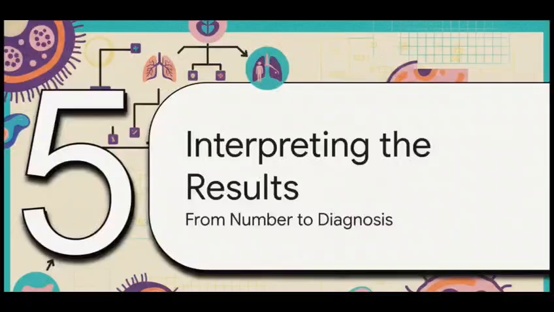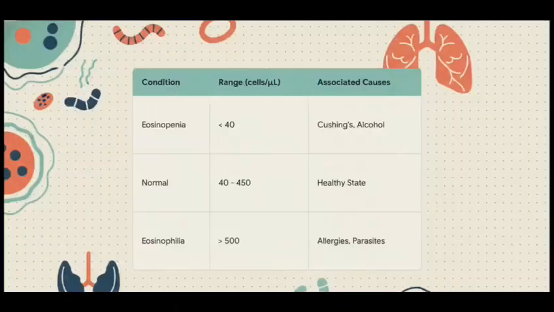All right, we've got our number, 438. But, so what? What does that number actually mean? This is where it all comes together. This is the most important part, turning that number into something that helps your patient. Think of this table as your go-to guide, your clinical cheat sheet. A normal count is somewhere in the range of 40 to 450.